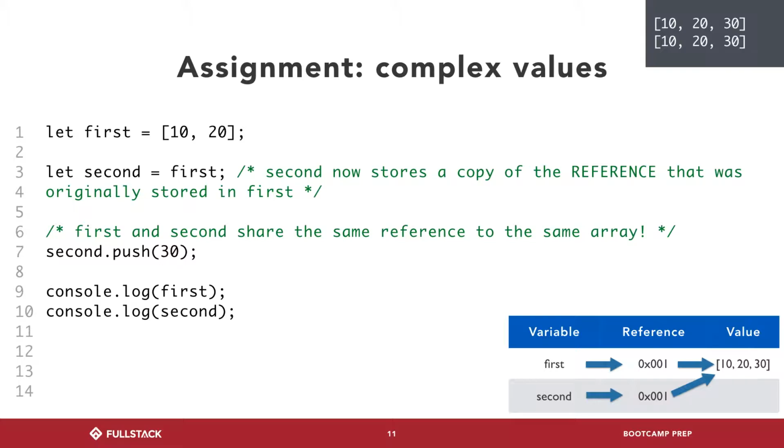On line 7 now, when I push 30 into second, I go to second, I see where it is, I push 30 into it, and voila, I've also now changed first. Because once again, they're sharing the same space in memory, whatever I do to first will impact whatever happens to second.